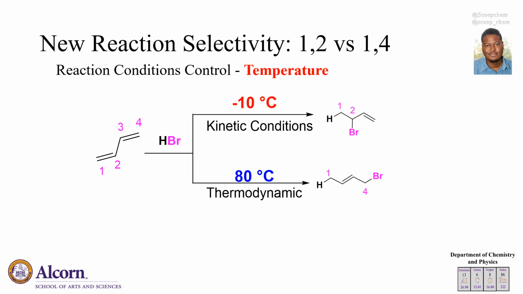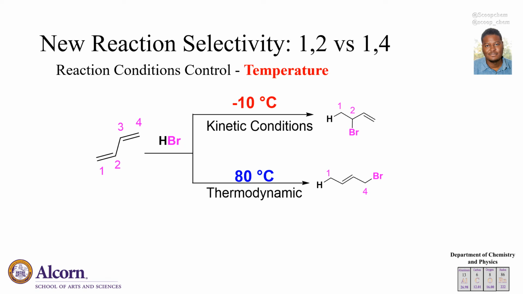So temperature has a really nice way to garner selectivity. Heating it, I would get the thermodynamic product, which is the 1,4 product. But if I cool the reaction's temperature down, I'm just going to favor the kinetic product, and that will lead to the 1,2 product.